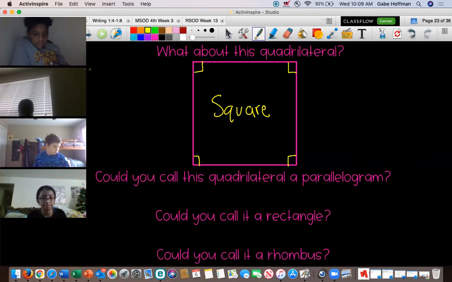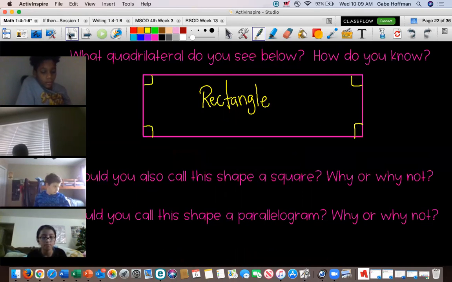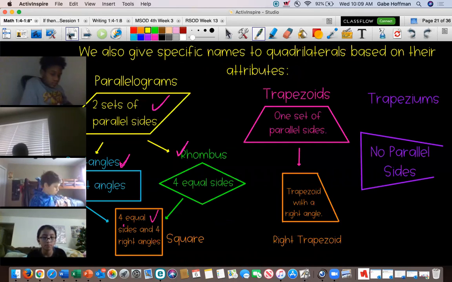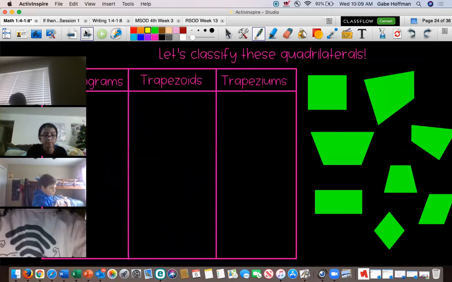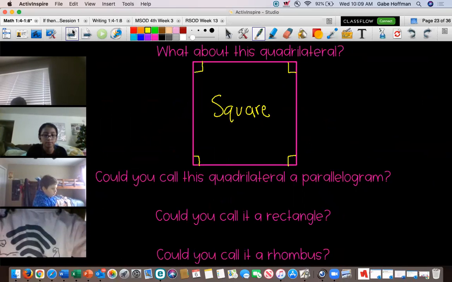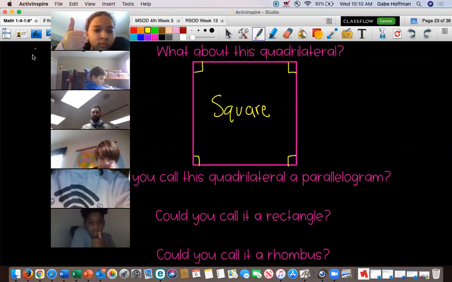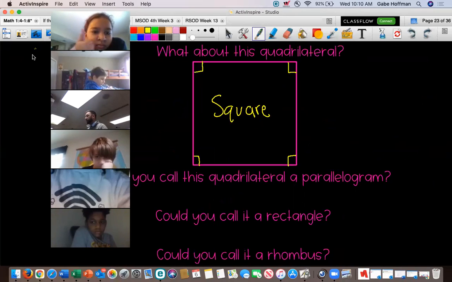Mm, I'll go back to the chart, okay? A square has 4 right angles and what else does it have, Cynthia? 4 equal sides, right? All those sides are equal. So let's look at it. Is that quadrilateral, could we call that square a parallelogram? Give me a thumbs up or thumbs down. Could we call it a parallelogram? Yes, right? It has 2 sets of parallel sides.